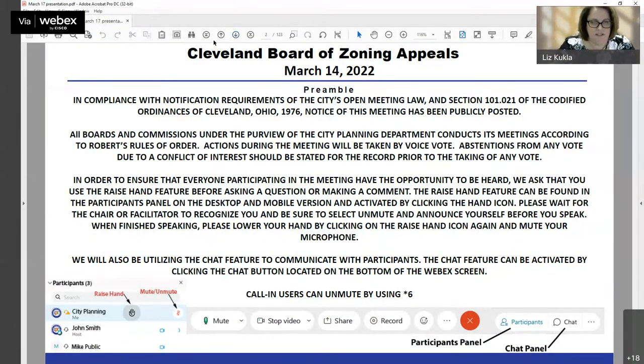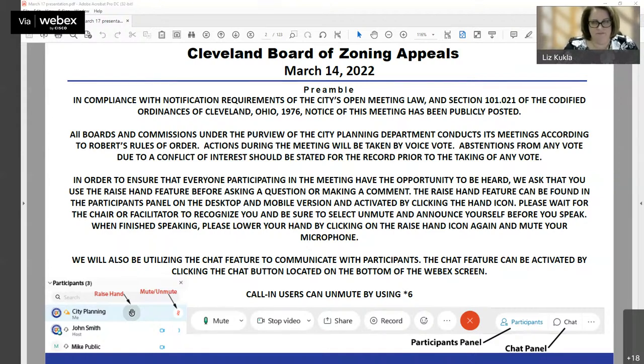In compliance with notification requirements of the city's open meeting law and section 101.021 of the Codified Ordinances of Cleveland, Ohio, 1976, notice of this meeting has been publicly posted. All boards and commissions under the purview of the City Planning Department conduct their meetings according to Robert's Rules of Order. Actions during the meeting will be taken by voice vote. Abstentions from any vote due to a conflict of interest should be stated for the record prior to the taking of any vote.